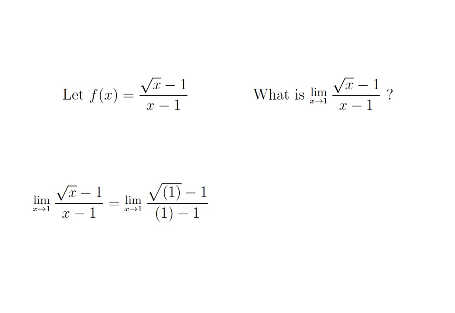Well, the first thing we do is plug in 1 for x and see what we get. And we get the square root of 1 minus 1 divided by 1 minus 1, and that obviously is 0 divided by 0, which is a hole.